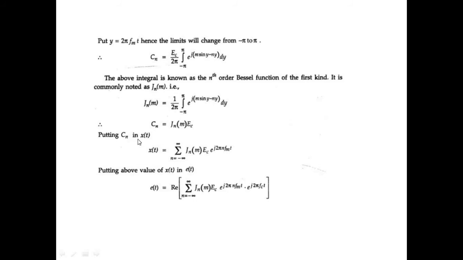So put Cn in x of t, and x of t equal to summation n equal to minus infinity to infinity Jn of m Ec into e power j 2 pi n fmt, and put the above value of x of t in e of t. So e of t equal to real part of summation n equal to minus infinity to infinity Jn of m Ec e power j 2 pi n fmt e power j 2 pi fct.